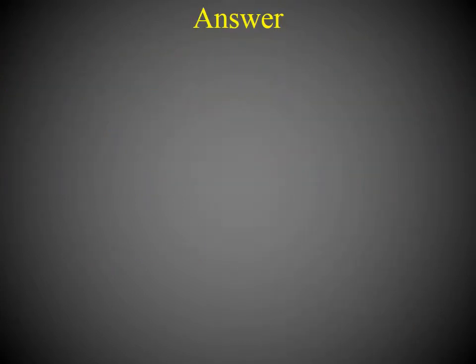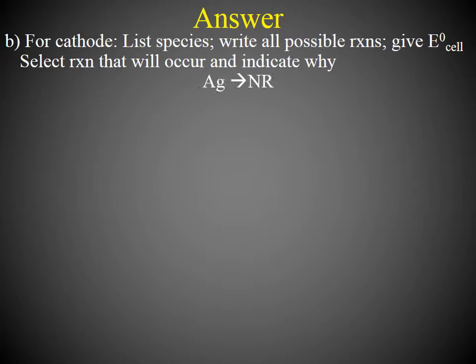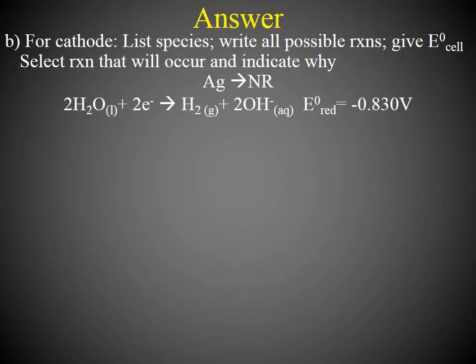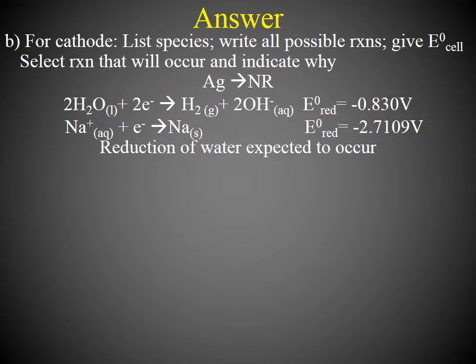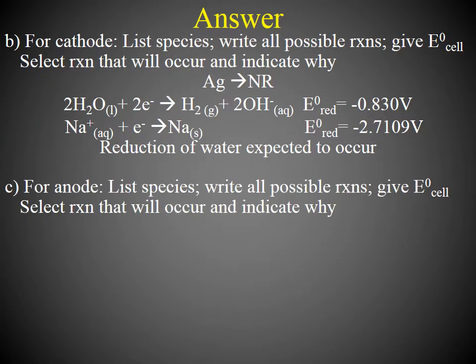Let's now look and see what happens at each electrode. At the cathode, I do list silver, the cathode itself, as a potential reaction, but in this case, obviously, silver cannot be reduced, and therefore silver is not going to react in any way. However, I could have the reduction of water, I could have the reduction of the sodium ion, and obviously at this point you would expect water to be reduced.